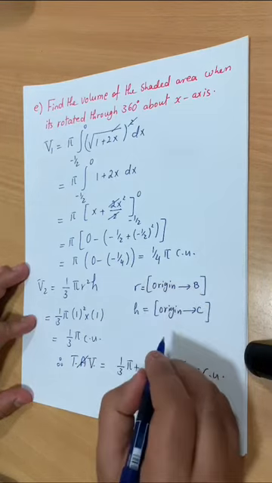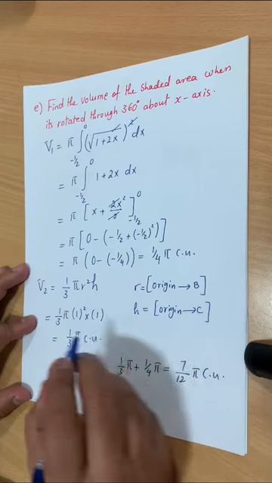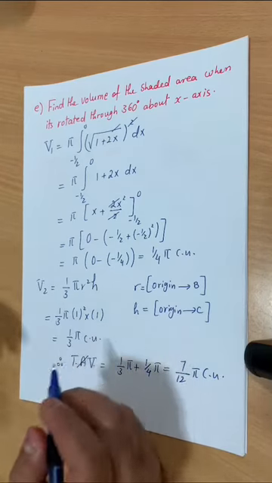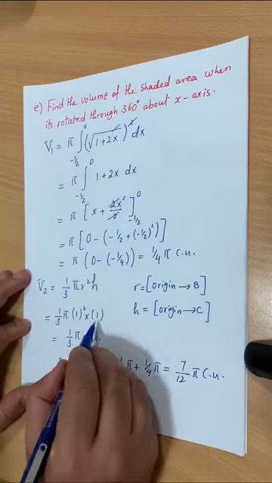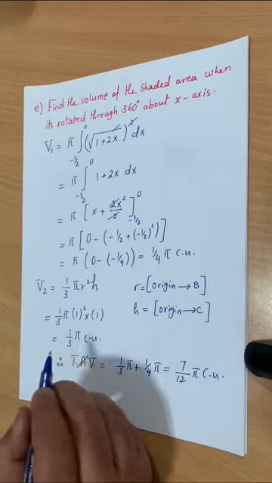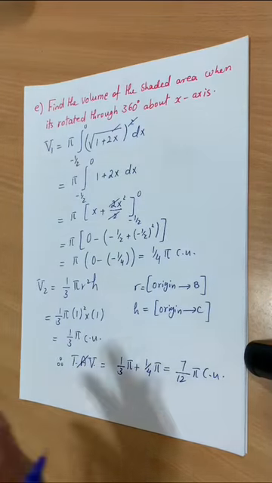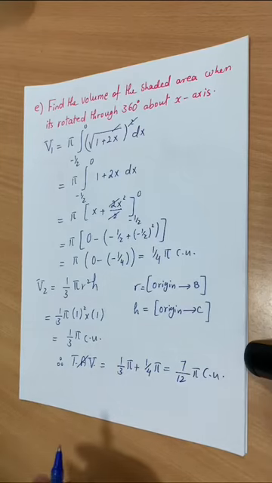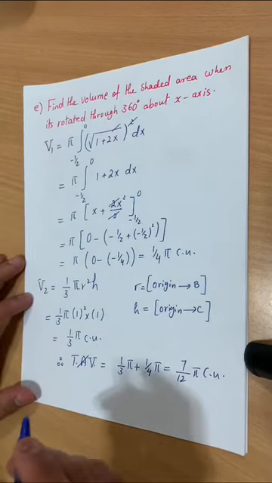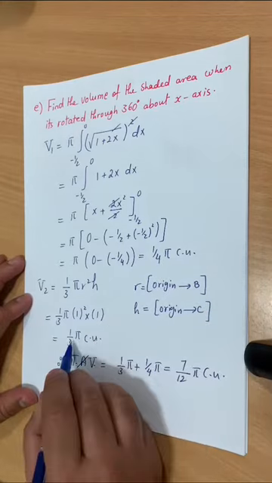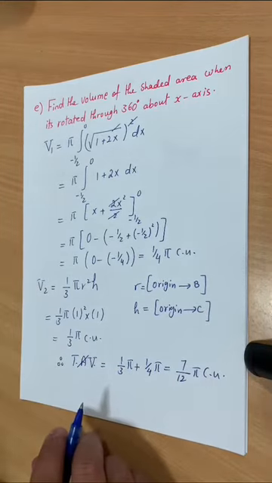Volume 2 using cone, so the radius is the distance from the origin to the point B, and the height is the distance from origin to point C. So both of them, by the way, are 1, so 1 over 3 pi, 1 squared times 1 will give you 1 over 3 pi. If you want to find the total volume of the shaded region, quarter pi plus 1 over 3 pi is equal to 7 over 12 pi.